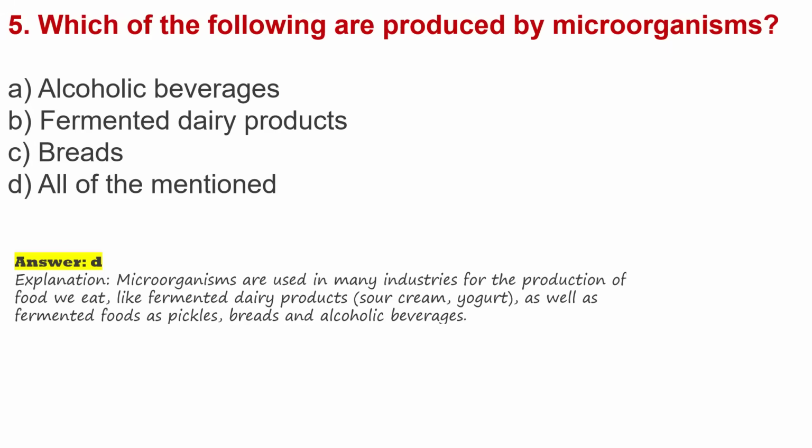So therefore, microorganisms are used in many industries for the production of food we eat, like fermented dairy products, sour cream, yogurt. For yogurt, Lactobacillus and Streptococcus thermophilus are examples of the microorganisms found in yogurt, as well as fermented foods like pickles, breads, and alcoholic beverages. So microorganisms are important in various industries.